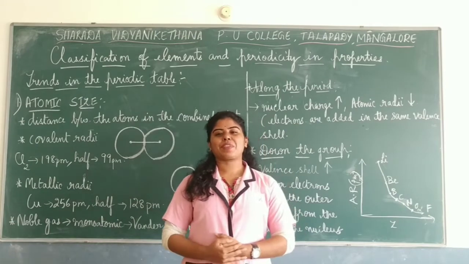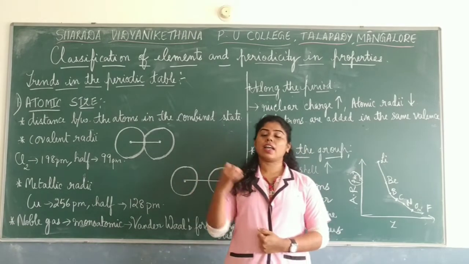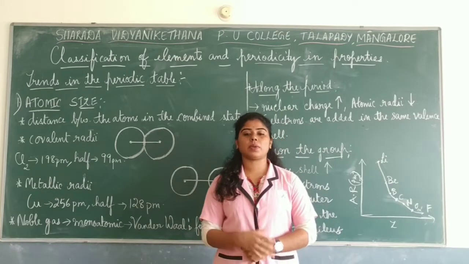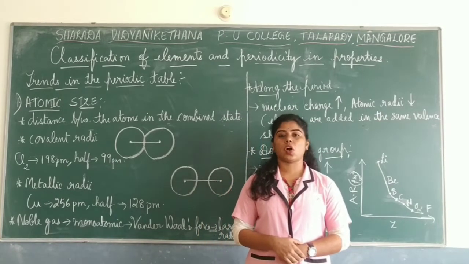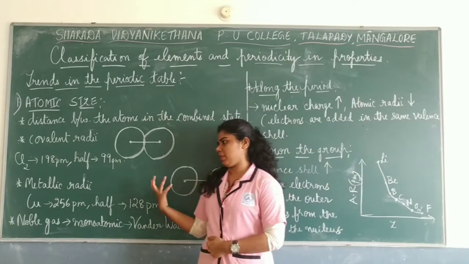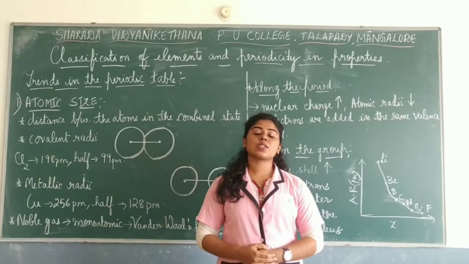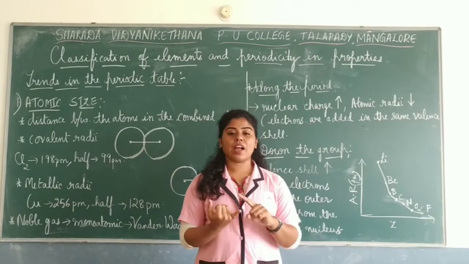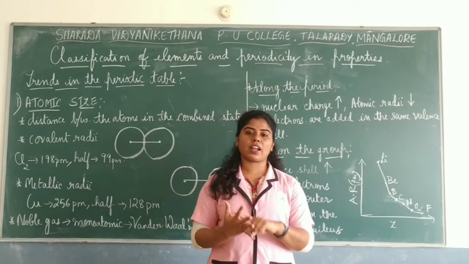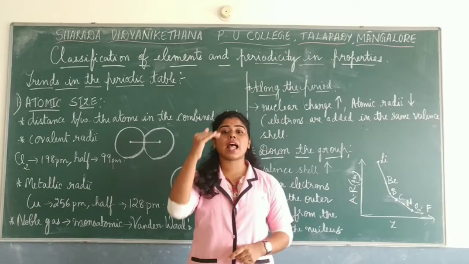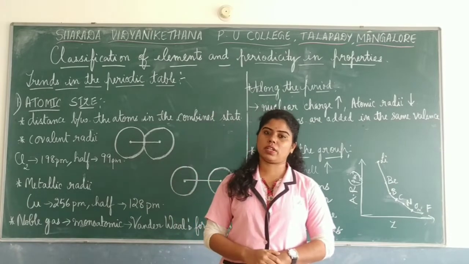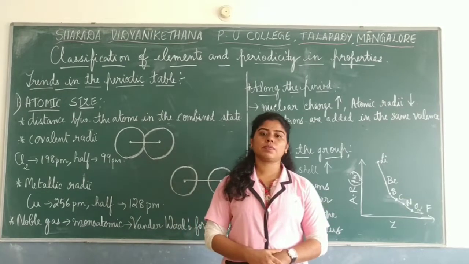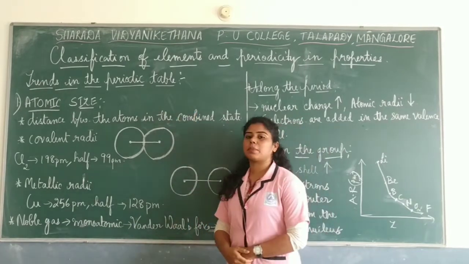Okay, so in today's class, we will actually get into the main topic of this chapter, that is trends in the periodic table, trends in the modern periodic table. Recalling the last class, we studied the different blocks of the periodic table: S block, P block, D block and F block, their electronic configurations and their properties, which are very important to be noted. So today, let us continue with the chapter, trends in the periodic table.